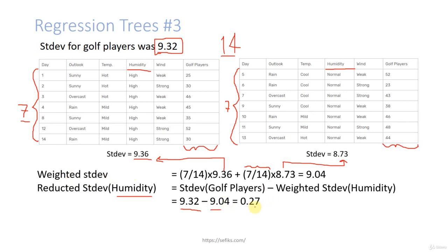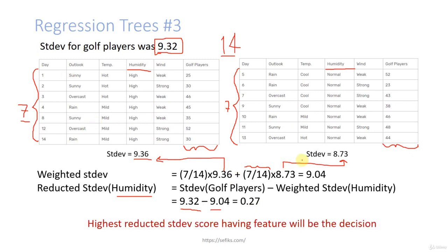And we are going to calculate the reduced standard deviation for all features in this way, and the feature having the highest reduced standard deviation score will be the decision node. We are going to separate the data set into sub data sets based on the classes of the winner feature, and we are going to calculate the reduced standard deviations for the sub data sets in this way. In this way, we are going to build a decision tree for regression target values.